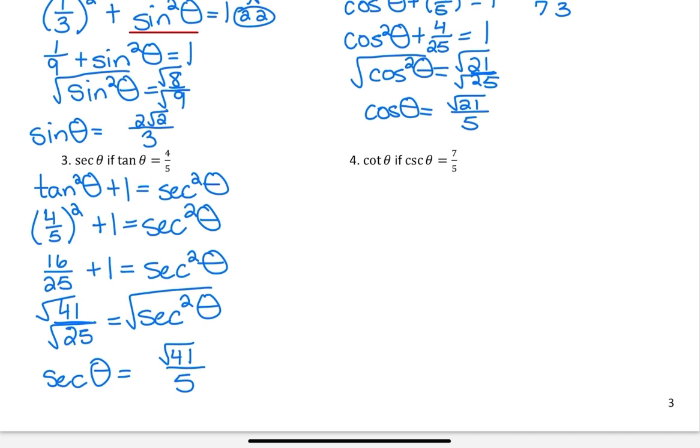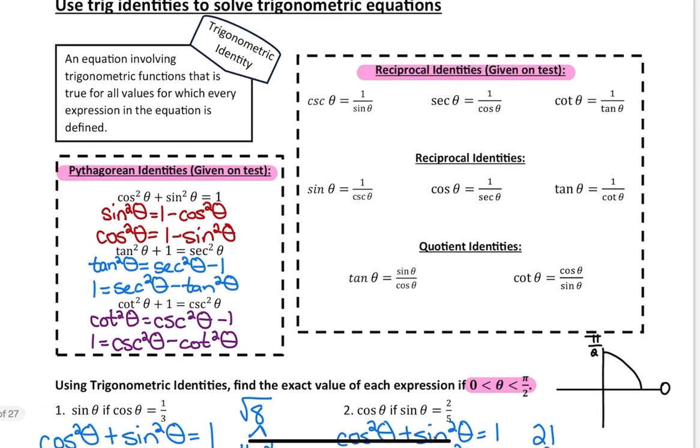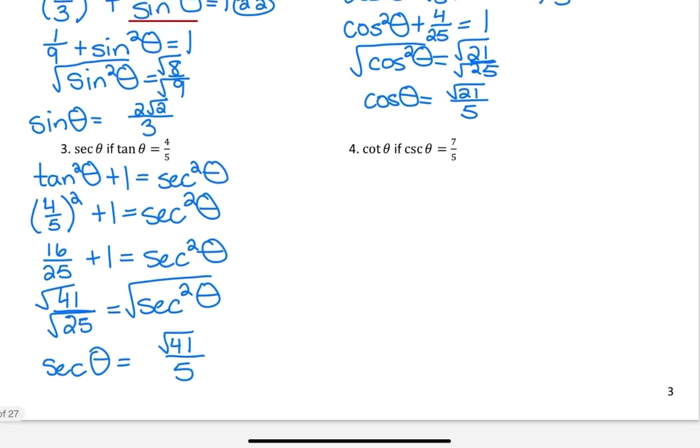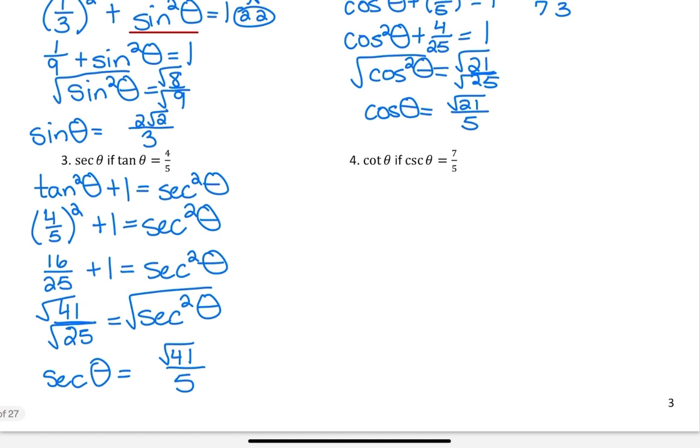Number 4, find cotangent of theta if we know cosecant of theta is 7/5. Once again, look over your identities and decide which one relates cosecant with cotangent. That identity is our third Pythagorean identity. So we can start by writing that identity. Cotangent squared theta plus 1 is cosecant squared theta.